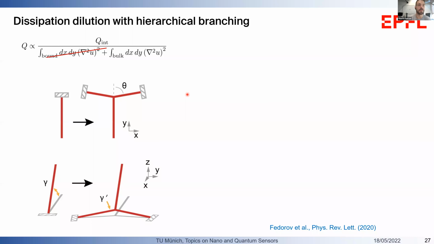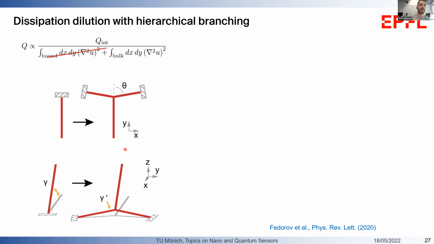Here I will talk about hierarchical branching as another method for soft clamping, which is an alternative to photonic crystal based soft clamping. And to understand it, we can consider the case of a nanostring, which is not simply clamped to its supports, but branches symmetrically in a basic element, which is a three-string joint. So basically, you branch symmetrically, and then you clamp after the branch. You branch at an angle theta.